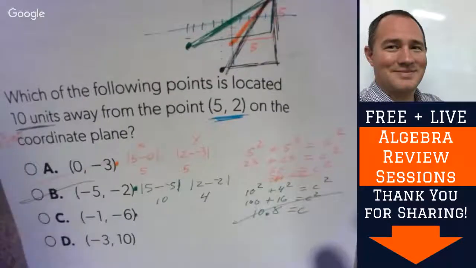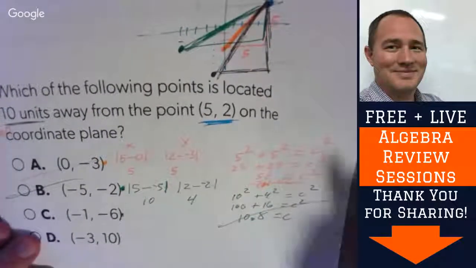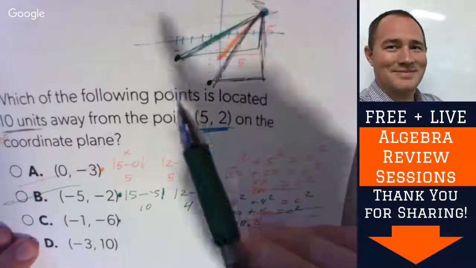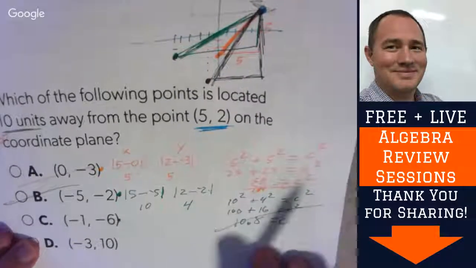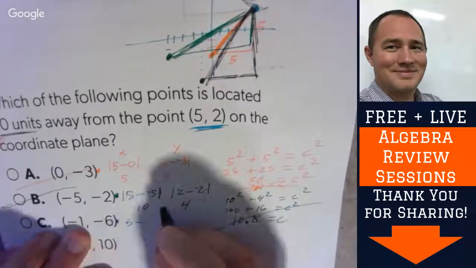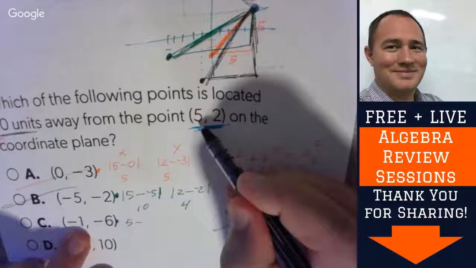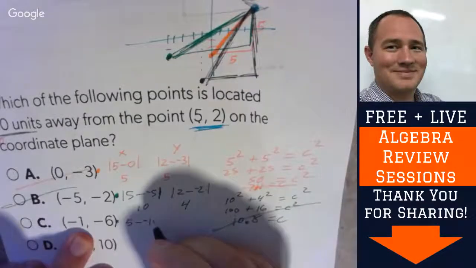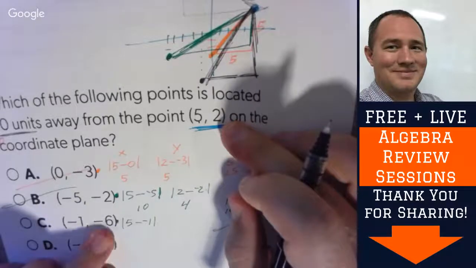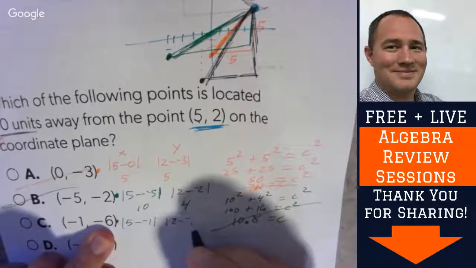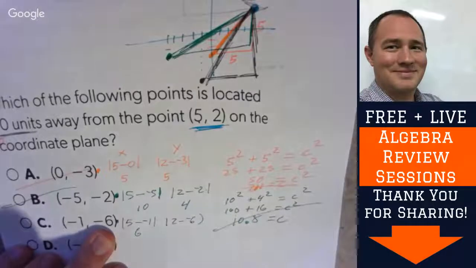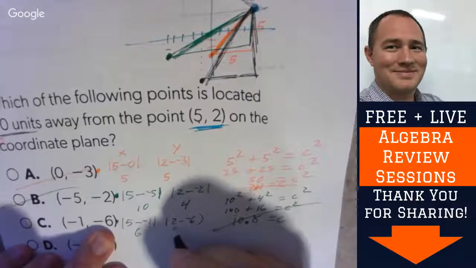Okay, then we also have C. Which one did we do that in? That was in the black pen. So let's do 5 minus negative 1. So, right, 5 minus negative 1, absolute value of that. And also 2 minus -6. So this is going to give us 6, right? 5 plus 1 is 6. 2 plus 6 is 8.